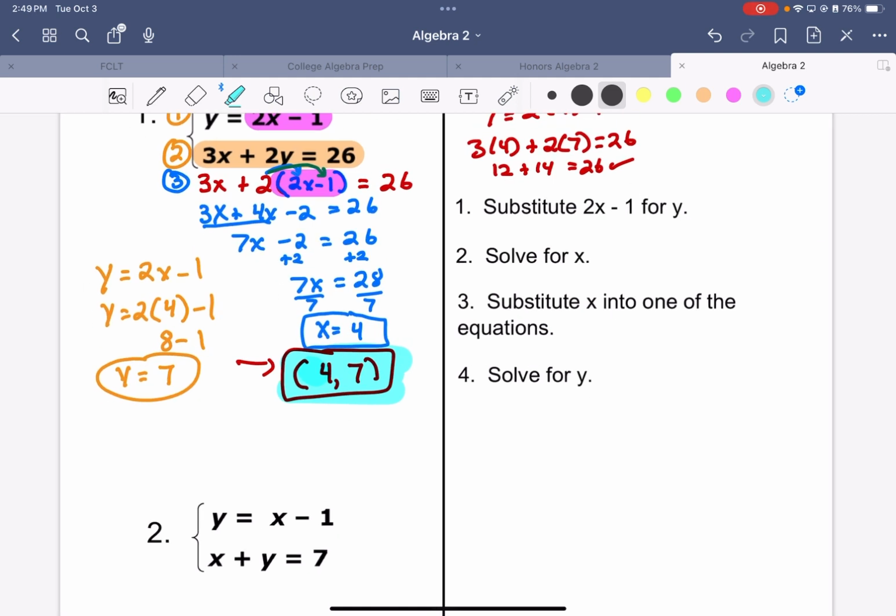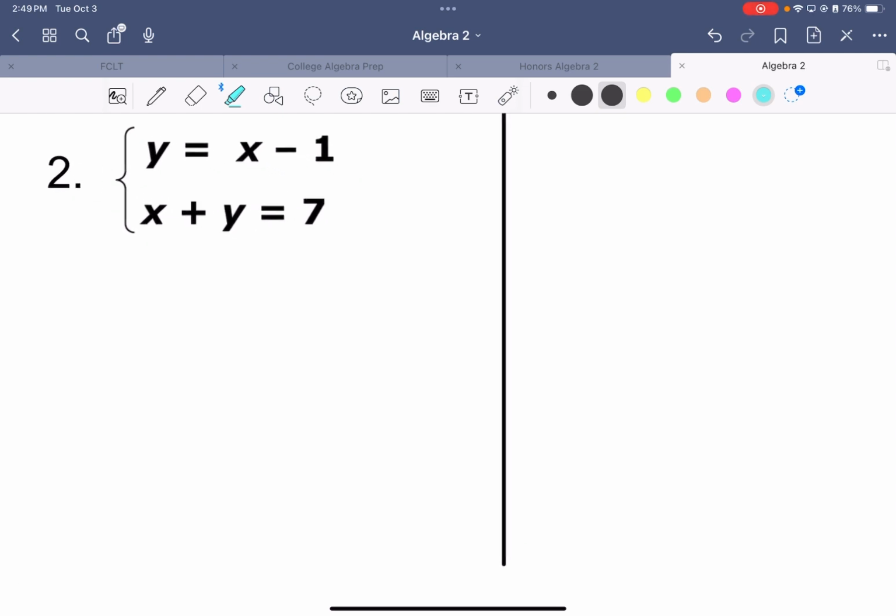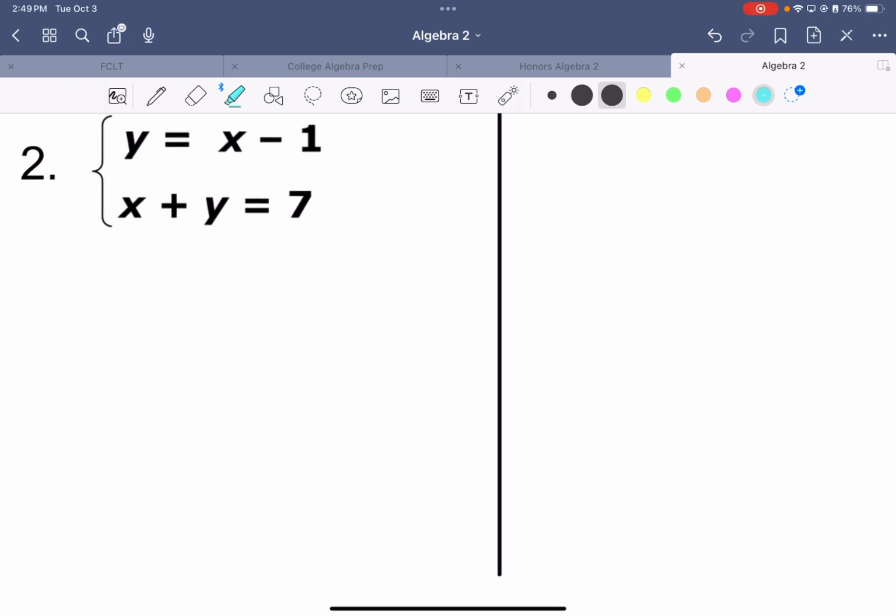Okay? So let's look at number 2. Number 2 has y is equal to x minus 1, and x plus y is equal to 7. Again, I'm going to label these 1 and 2 just for my ease of purposes and explaining. Notice equation 1 is already solved for y. We're in good shape. That means that in equation 2, I'm going to substitute the y value with x minus 1.